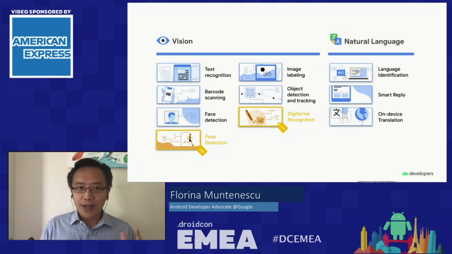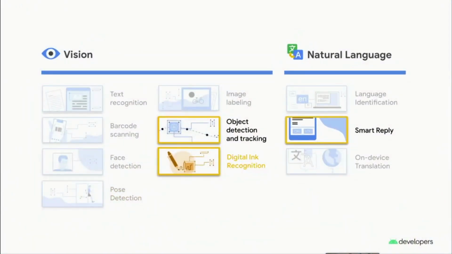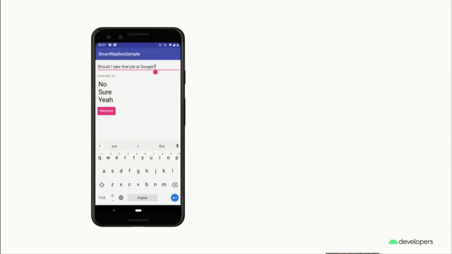Because the portfolio is so large, I will not bore you with every single one of them, but I would like to highlight some of the details related to these APIs: smart replies, translate, handwriting recognition, and also object detection and tracking, just to give you a taste of what is in store. So the first one, smart replies.